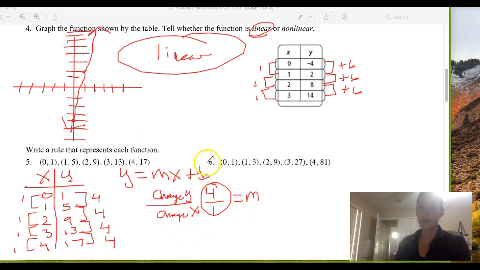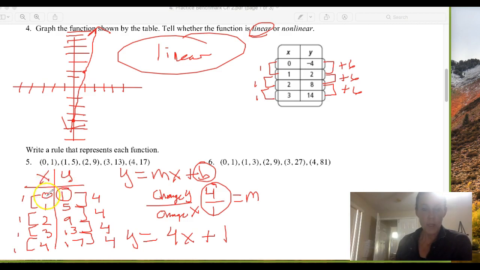Okay. My y-intercept, that's always where my x is 0. So my y-intercept is right there at 1. Now I can write a rule. Y will be 4, my slope, 4 times x plus 1. So let's see if it works.